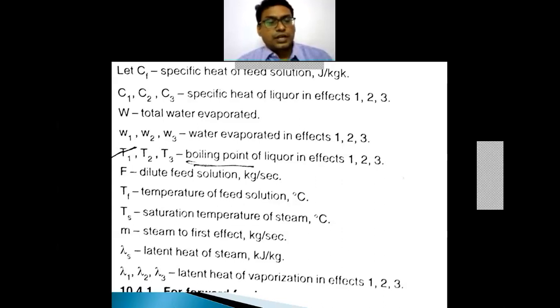So this is the multiple effect evaporator system, where CF is the specific heat of the feed solution, and C1, C2, C3 are the specific heat of the liquid from the effects 1, 2, 3. W is the total water evaporated, and W1, W2, W3 are the water evaporated with the effects 1, 2 and 3.